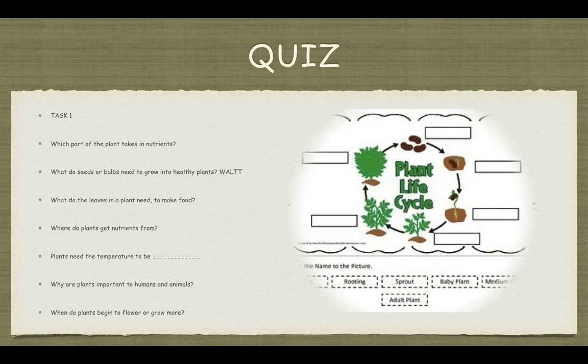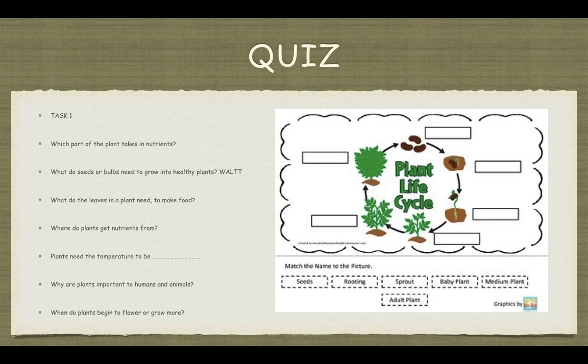On the right hand side, we have a diagram showing a plant life cycle. Can you use the words below and put them in the correct space or rectangle? So you do have seeds, rooting, sprout, baby plant, medium plant, adult plant. So it's a very simple life cycle of a plant. Don't forget, pause the video if you need to. I'm going to carry on.